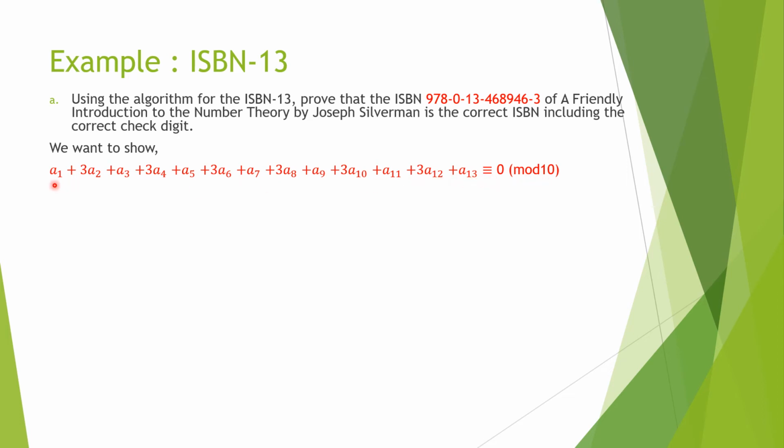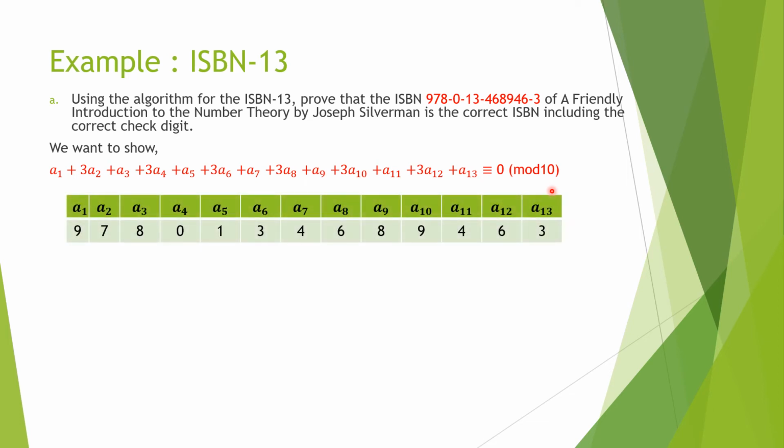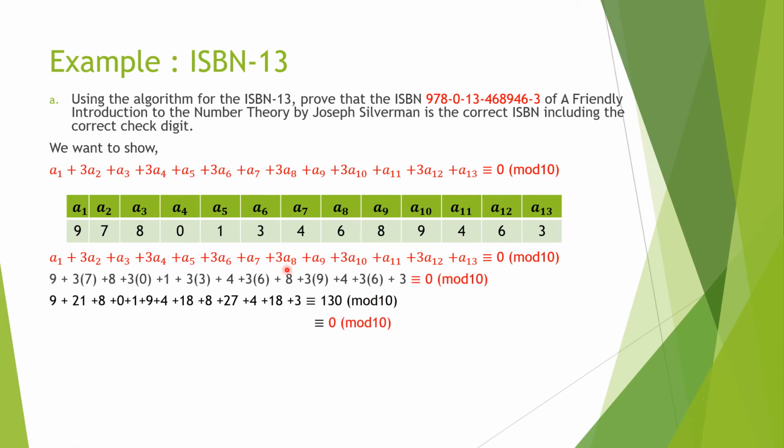So the odd-positioned digits are multiplied by 1, and the even-positioned digits are multiplied by 3, congruent to 0 modulo 10. First, we have to label all the digits from A sub 1 to A sub 13, so from 9 as our A sub 1, then 3 as our A sub 13. After labeling all the digits, we have to use the congruence given for ISBN 13, then substitute the given values from A sub 1 up to A sub 13.